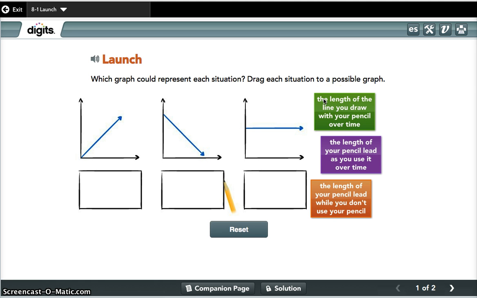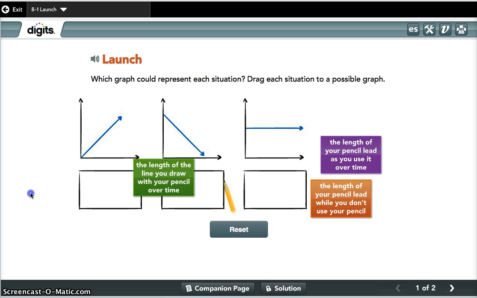So the green one is the length of the line you draw with your pencil over time. Picture yourself drawing a line and continuing to draw that line without stopping. Is that line going to be getting shorter or longer? Hopefully you said it's going to be getting longer. When you just start your drawing, it's going to be short, and then as you keep going, it's going to get longer. So this axis would represent time, and this would represent the length of your line. So this would be the correct one for this first one.